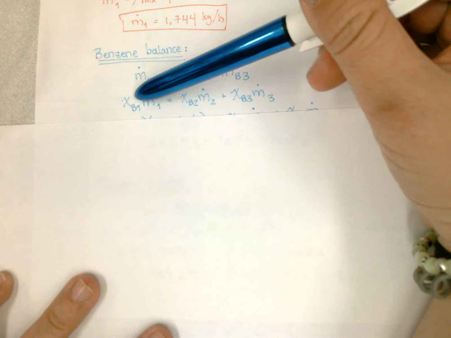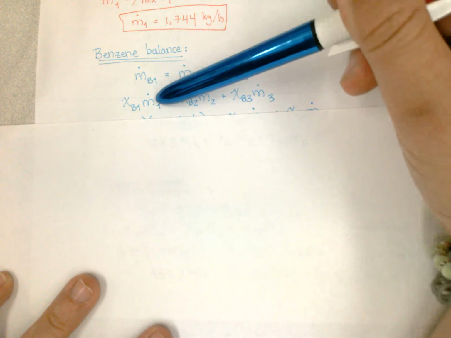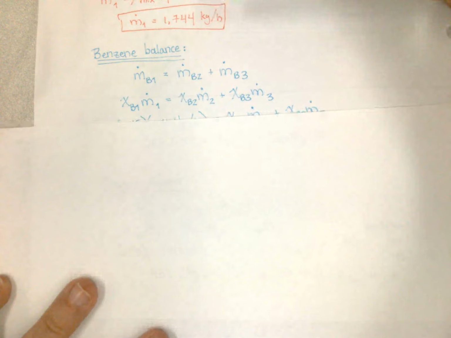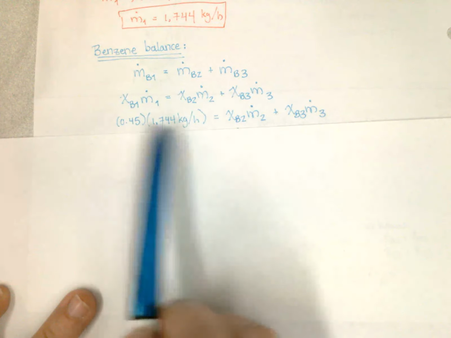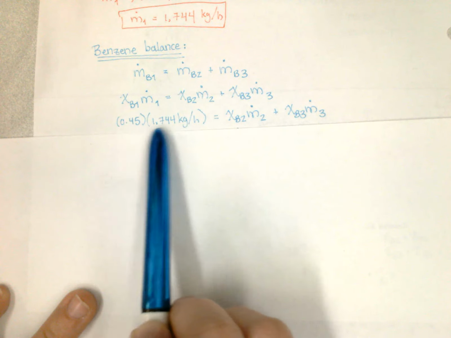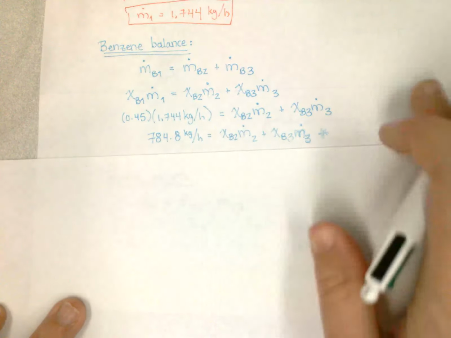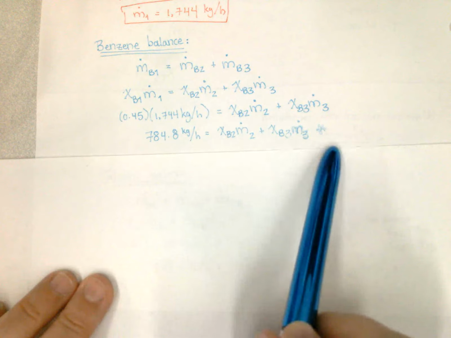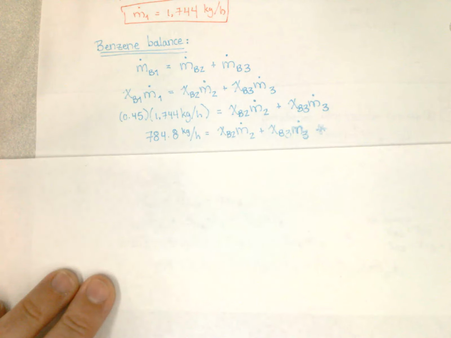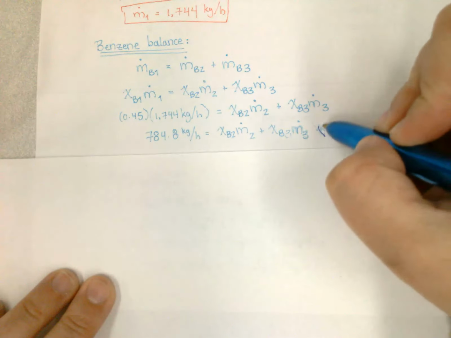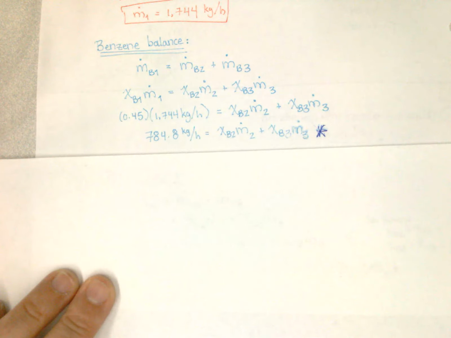So we do know something about the composition of benzene, and we do know something about this mass flow rate 1. So what I'm going to do is plug those numbers in. We know that that stream is 45% benzene, and we just found that M1 flow rate. So if we simplify, we can get down to this equation right here. And there's a little star, which is not that easy to see. So let's write over that. This is another key equation for us.